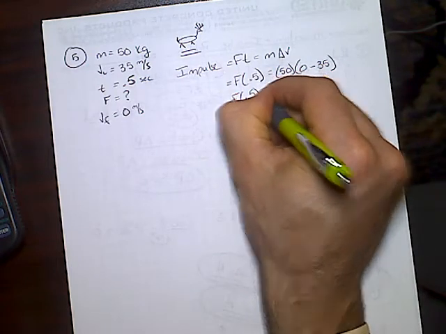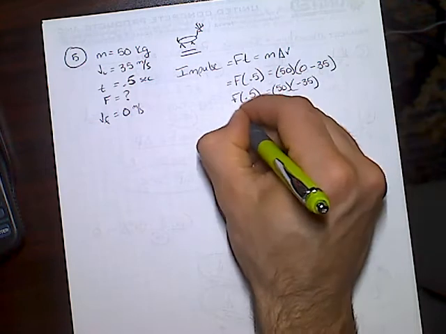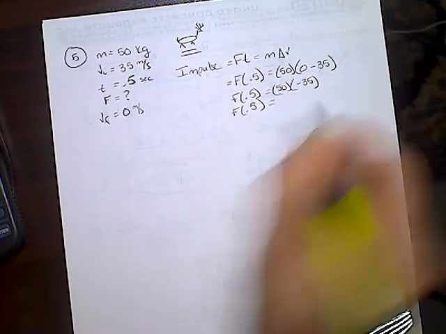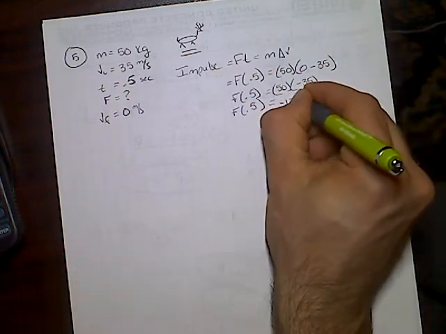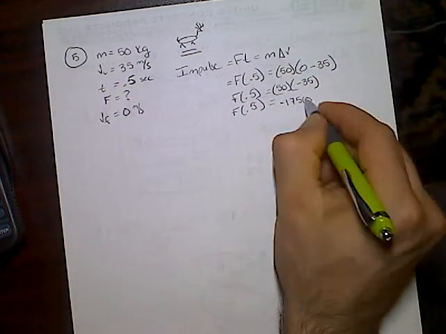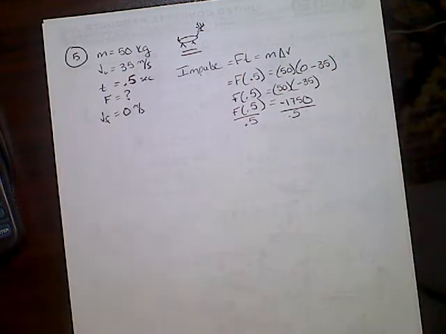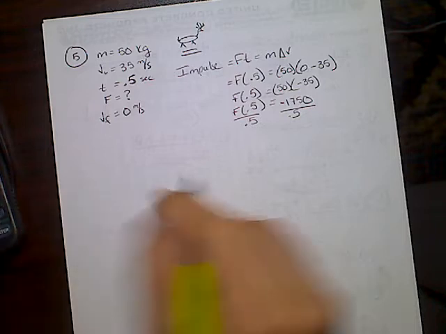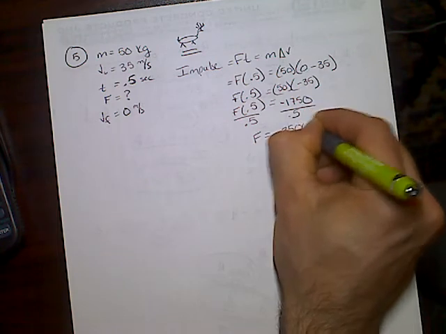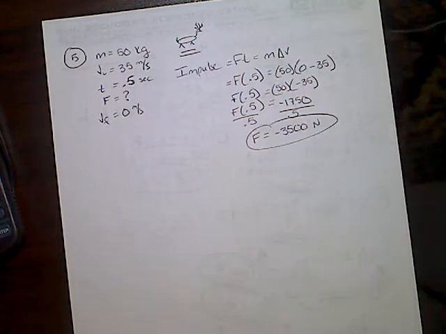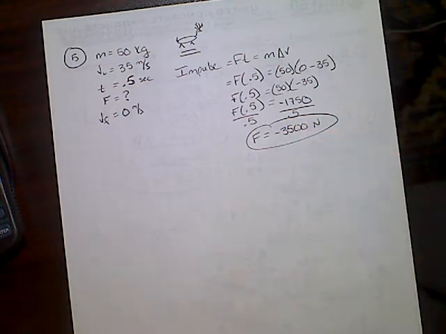F times 0.5 equals 50 times negative 35. Let's multiply 50 times negative 35. That gives us negative 1750. Now what do we do? Correct, we need to divide. So in doing so, when we divide by 0.5, it's like multiplying by 2. So we get a force that's equal to negative 3500 newtons. Remember, the negative just implies the direction, okay? That is direction. It is opposite to that of movement.